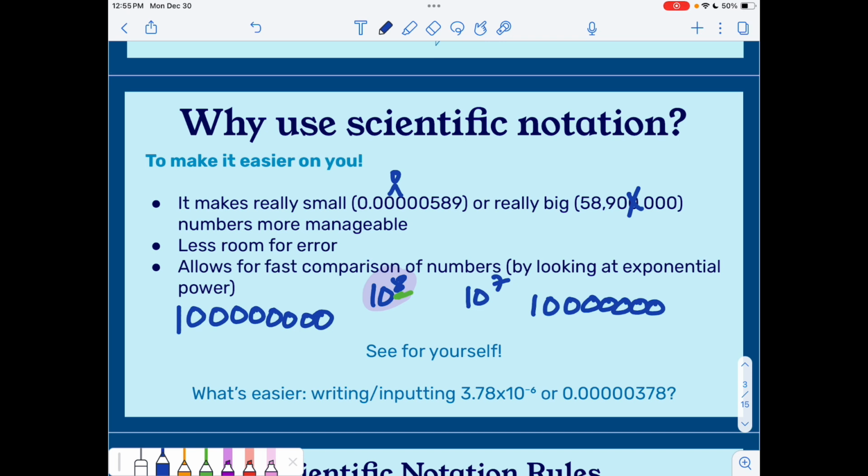So let's see for yourself. What's easier, writing or inputting 3.78 times 10 to the negative 6 in your calculator or 0.0000378? I think the answer is clear.